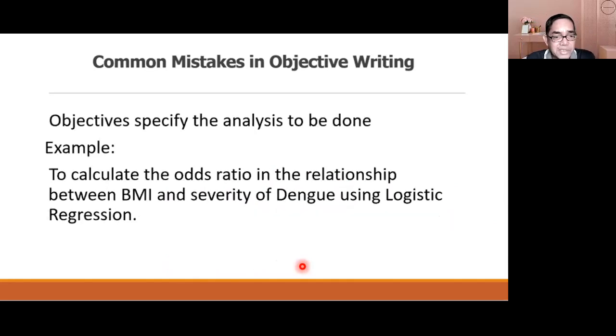Objectives specify analysis to be done. This is, again, one of the more common mistakes. People specify the analysis to be done. The analysis to be done should be specified later on in the statistical analysis, in the methodology. For example, to calculate the odds ratio in the relationship between BMI and severity of dengue using logistic regression. Don't put this as an objective. Put the calculation of the odds ratio using logistic regression under statistical test, not as an objective.